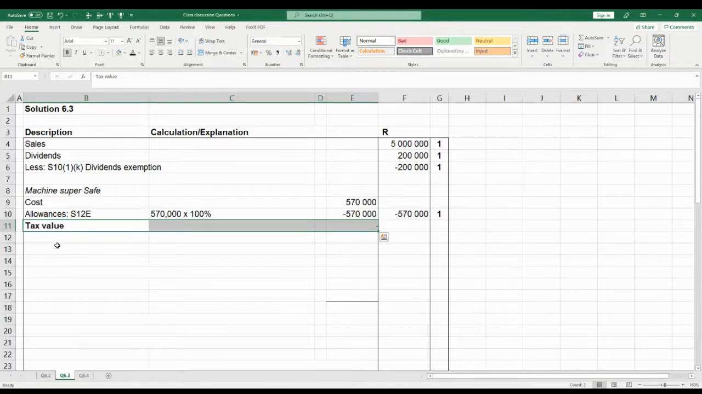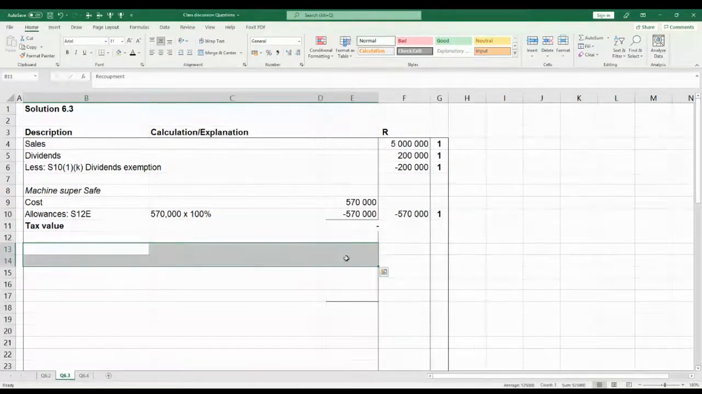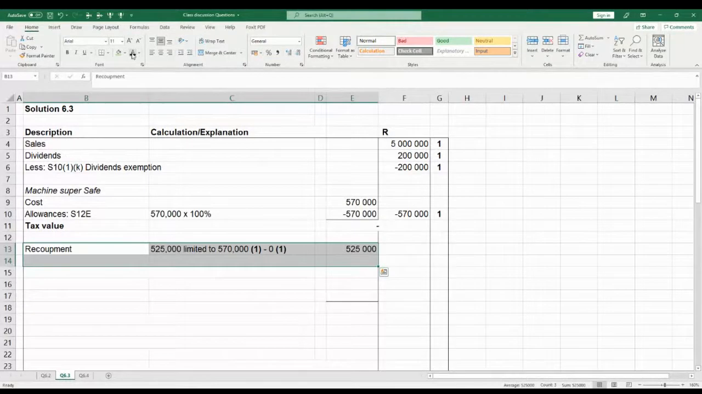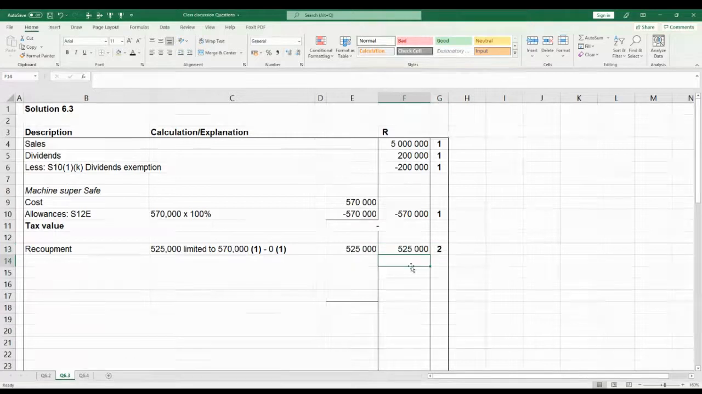Now, to work out the recoupment, we say, okay, fine, our proceeds is 525, which is limited to the 570. So we cannot go to more than the original cost. Now, in this case, because the 525 is less than the original cost, we will apply the 525. Our tax value is 0, so we take the 525 less 0 gives us a recoupment of 525, which we include in our taxable calculation.